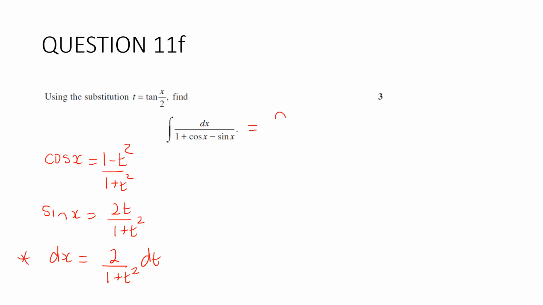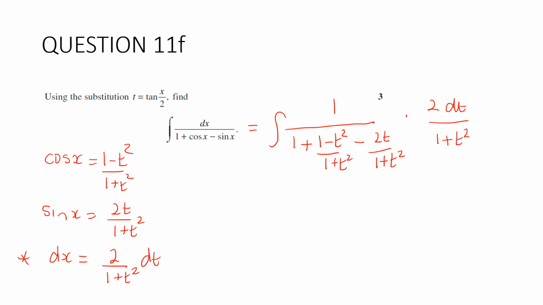Substituting in, we get a mess. Pay attention. 1 plus (1 minus t squared) on (1 plus t squared) minus 2t on (1 plus t squared). I'm going to put a 1 on the top, it's getting messy. dx is 2 dt on (1 plus t squared) equals, let's flip these around, these fractions. I'm going to get 1 plus t squared. I am working quite quickly through this, hopefully that is okay.